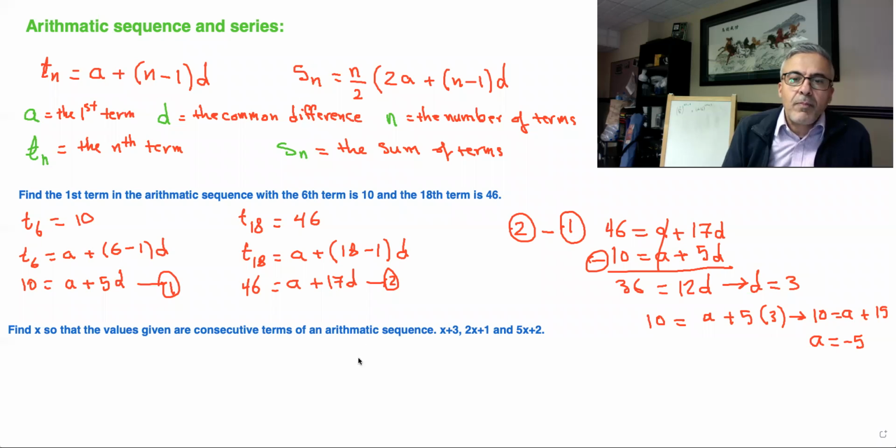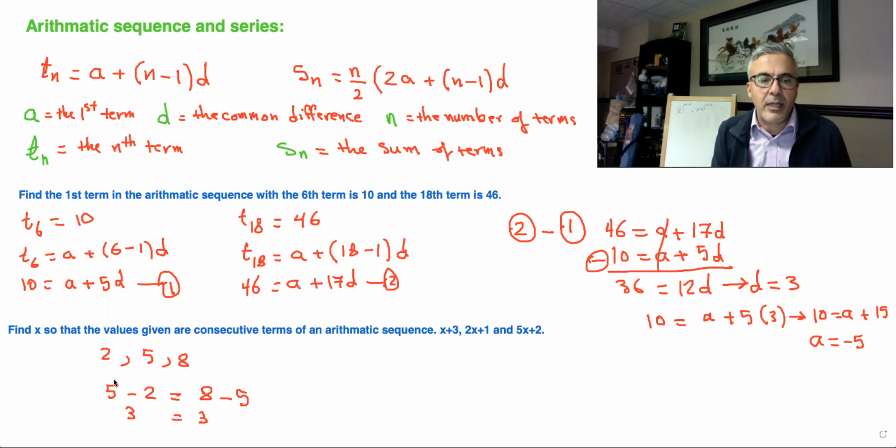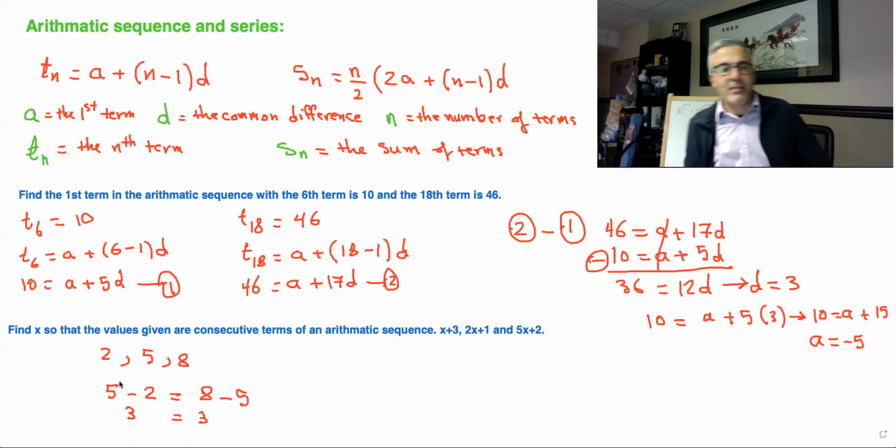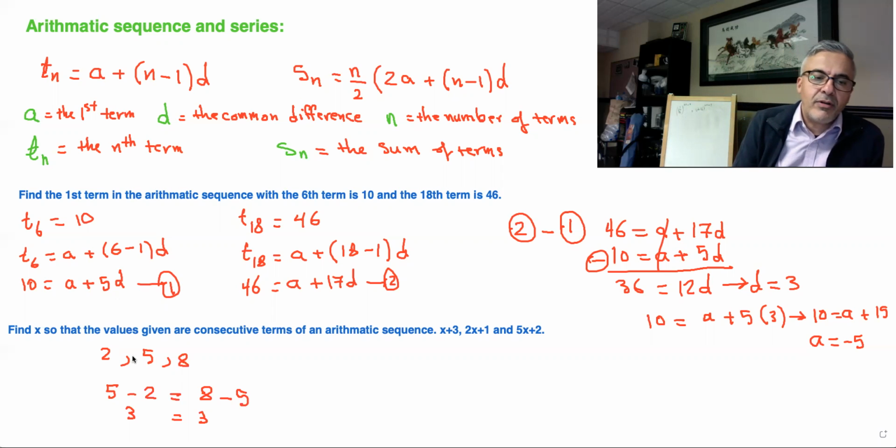Now, if I'm just going to write a sequence for you here, let's say 2, 5, 8. Can you at least agree with me that the second term minus the first term should equal the third term minus the second term? As you see here, you're going to get 3, and here you're going to get 3. Because that's what an arithmetic sequence is. The common difference between each 2 consecutive terms is constant. So therefore, this minus this will equal this minus this.